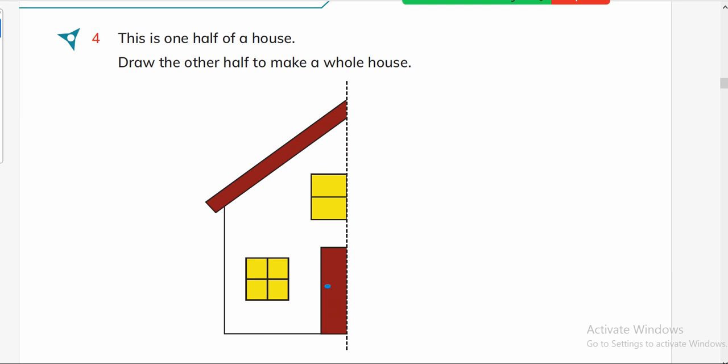This is one half of a house. Draw the other half to make a whole house. Okay, how will we draw? For this, see, what is this? The line is this much long. First, we'll observe how much long the line is. We will draw the same here at this side.